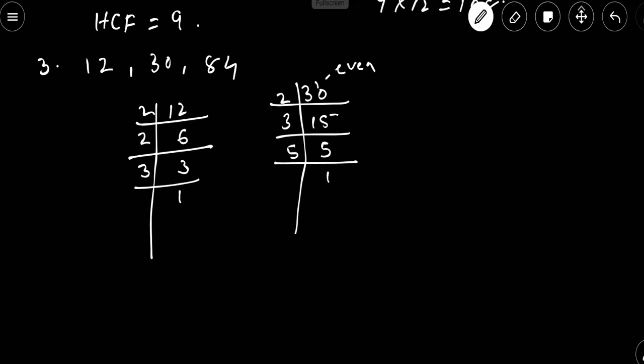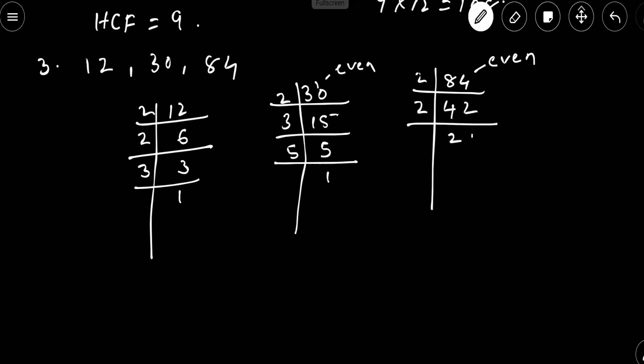Okay. So next we will calculate for 84. 84, the last number is an even number. So it is divisible by 2. 2 forty-twos are 84, 2 twenty-ones are 42. Again it is divisible by 2. 2 twenty-ones are 42. Then this is divisible by 3. 3 sevens are 21, and 7 ones are 7, because it's a prime number. So this 7 is a prime number, so it is divisible by itself.